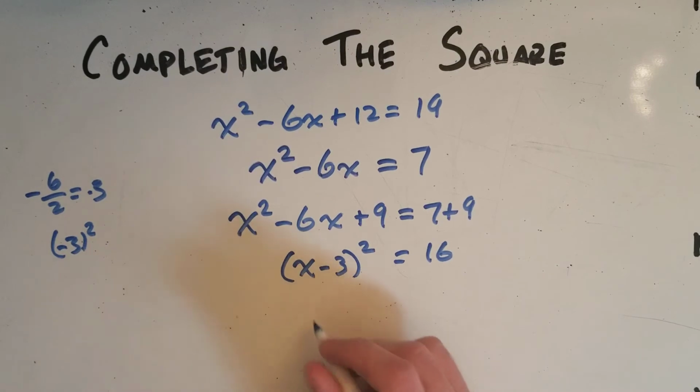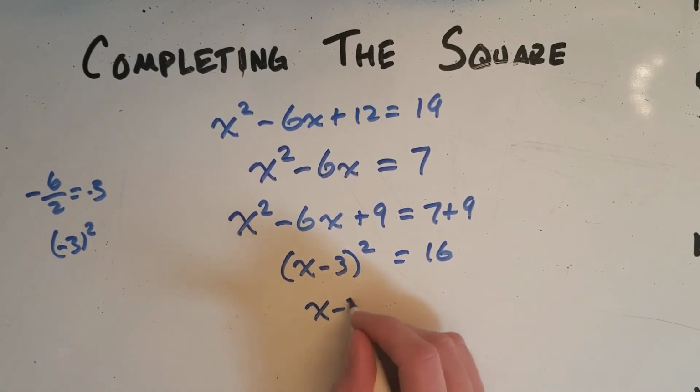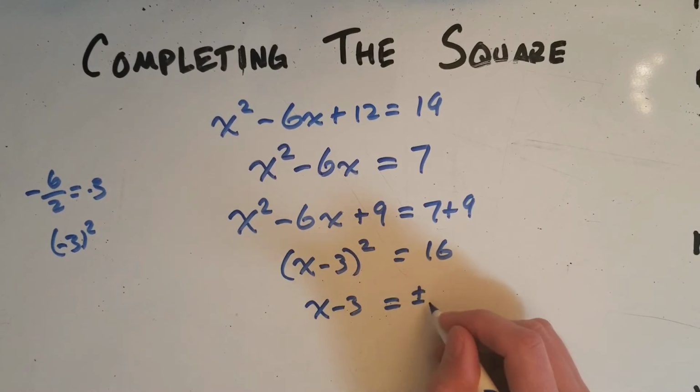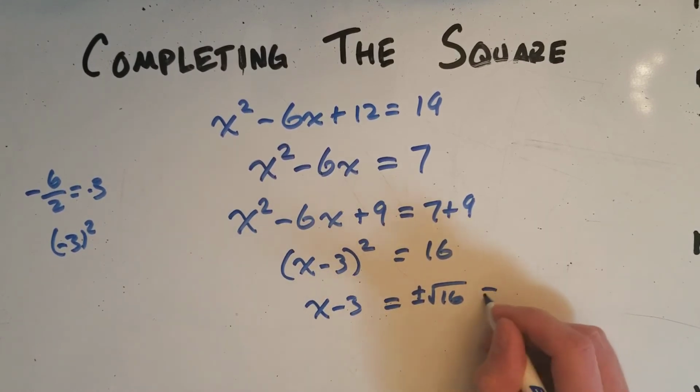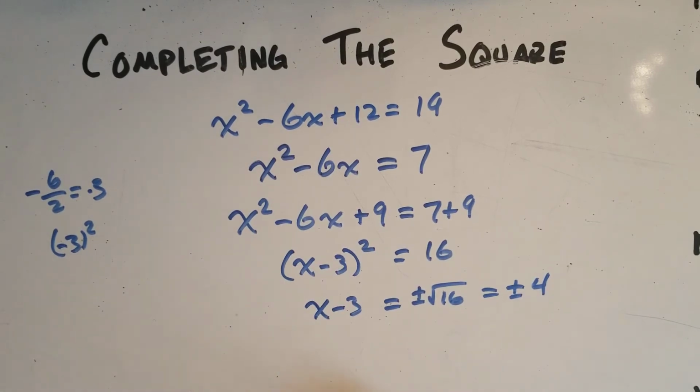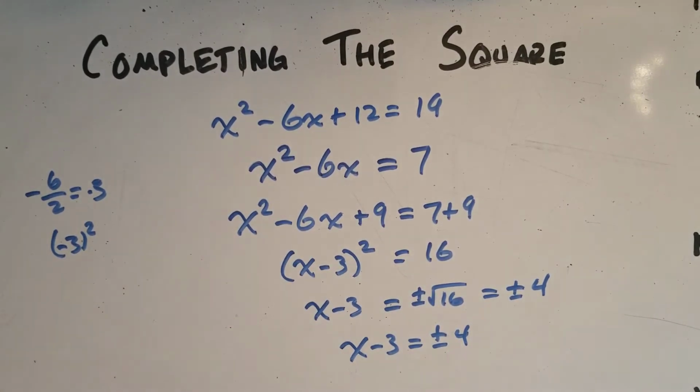So now we have x minus 3 squared equals 16. So this whole quantity is squared. We can take the square root, and we're left with x minus 3. Over here on the right, we'll take the square root of 16, which is plus or minus 4. So that means we have two cases here. X minus 3 can be positive 4, or x minus 3 can be negative 4.